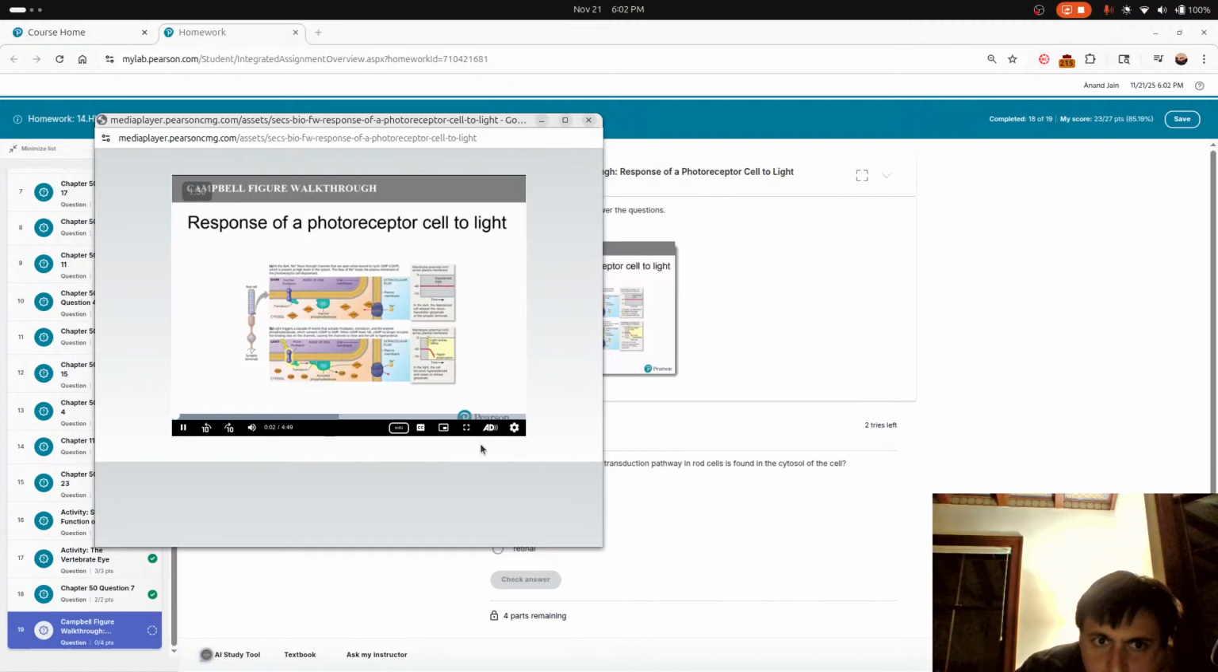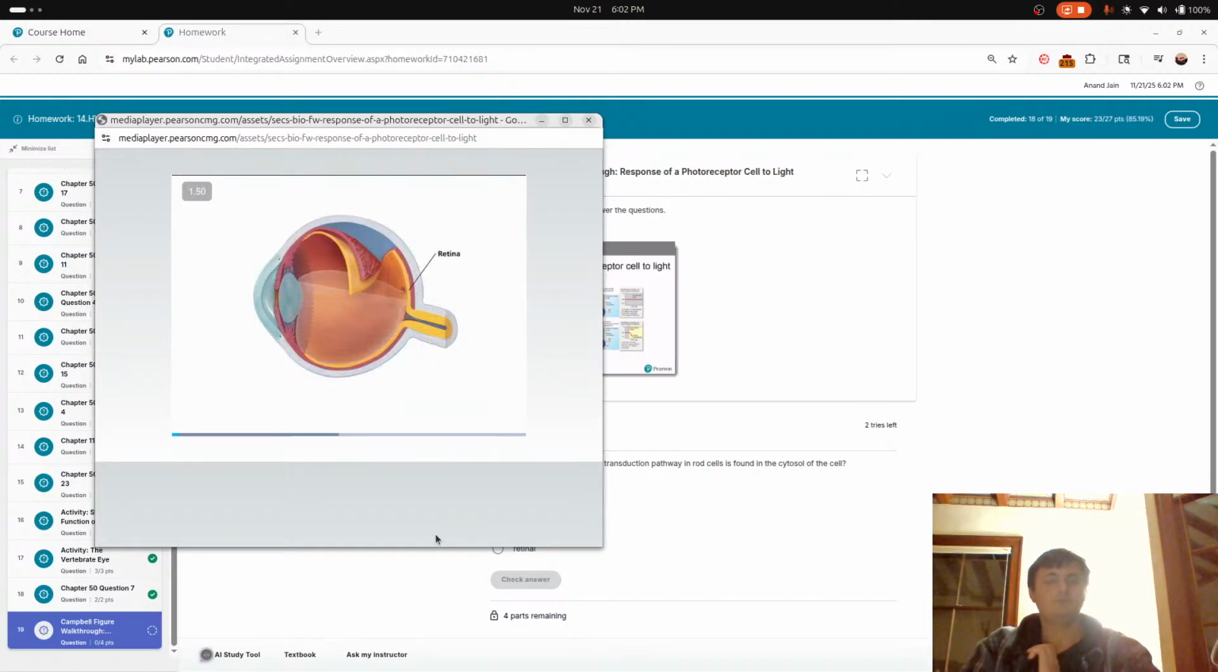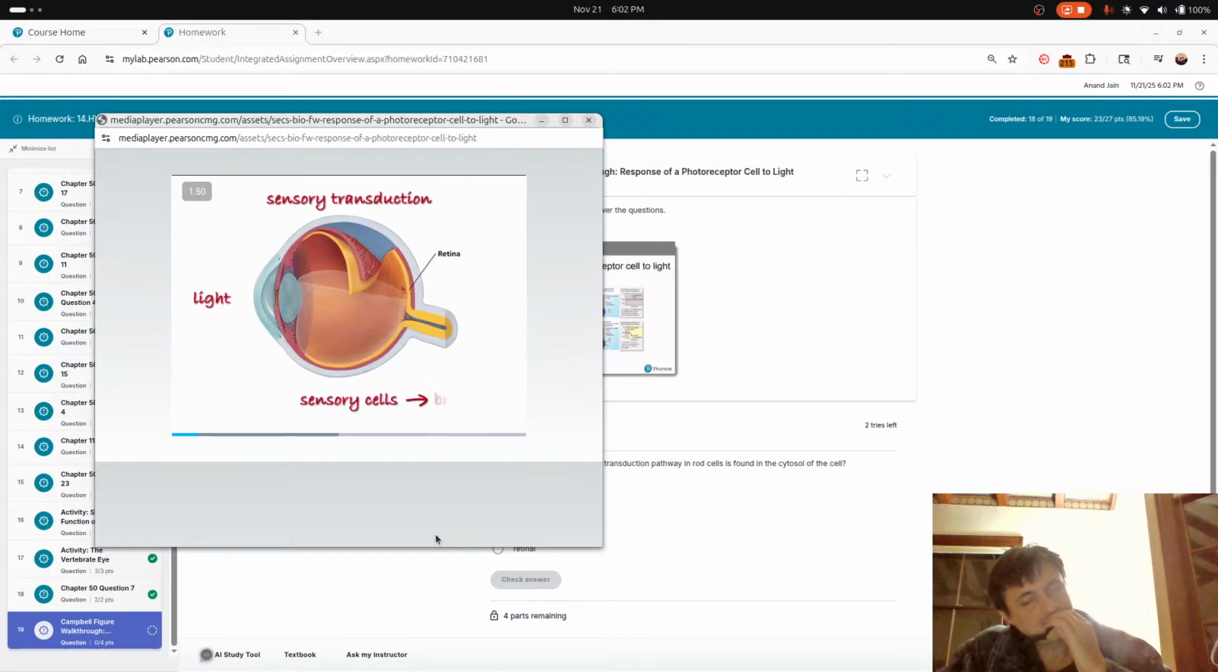Response of a photoreceptor cell to light. Human vision begins with the detection of light by photoreceptors, rods and cones, which are sensory cells located in the retina of the eye. The detection of light triggers sensory transduction, a chain of events that conveys information from the sensory cells to the brain.